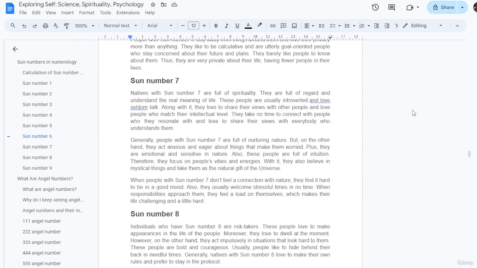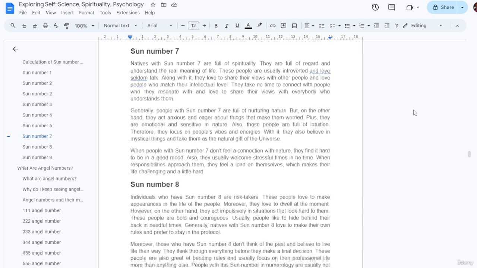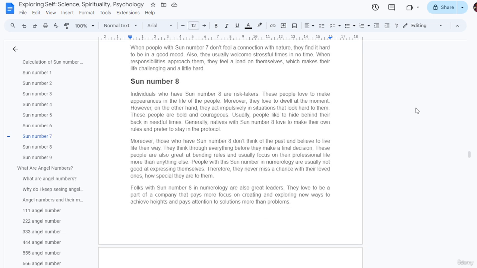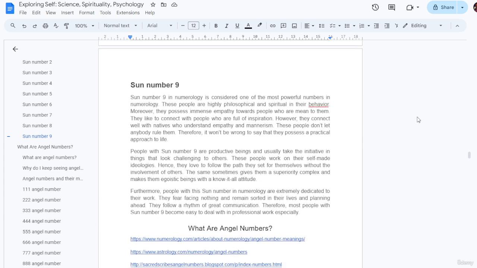Number 7, full of spirituality. They're full of regard and understand the real meaning of life. These people are usually introverted and love to talk seldom. So that gives you a bit more on how things work and what attributes you might possess. To top it off, number 8 are risk takers. These people love to make appearances in the life of people. Moreover, they love to dwell in the moment. However, on the other hand, they act impulsively in situations that look hard to them. Number 9 is considered one of the most powerful numbers in numerology. These people are highly philosophical and spiritual in their behavior.